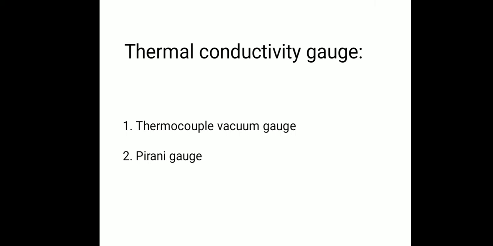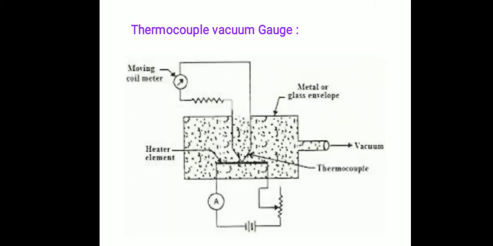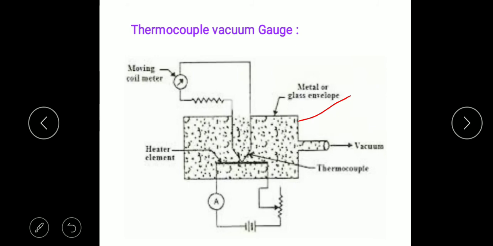Now coming to the diagram here. Thermocouple vacuum gauge. Vacuum means the low pressure gauge. So we are going to measure the low pressure by using the thermocouple. Now in this diagram, we can see one glass envelope here. One glass envelope is here, or a metal envelope, which is fully covered up, and only one portion is open, which is connected to the source whose pressure is to be measured.